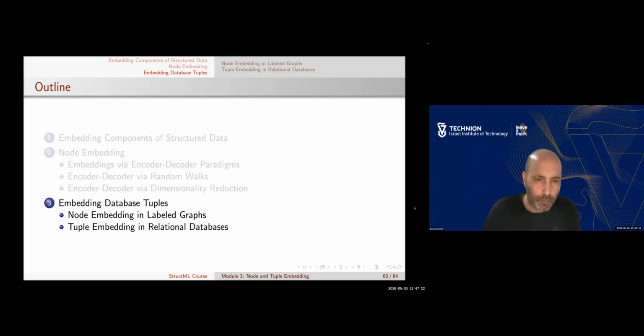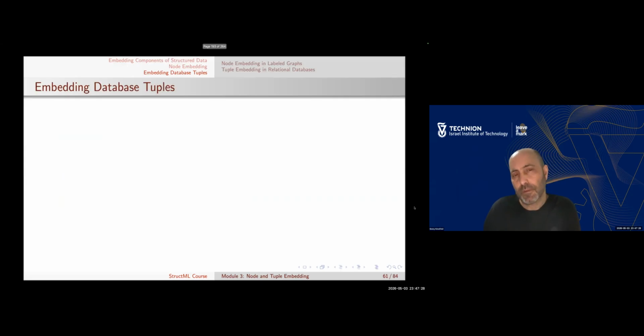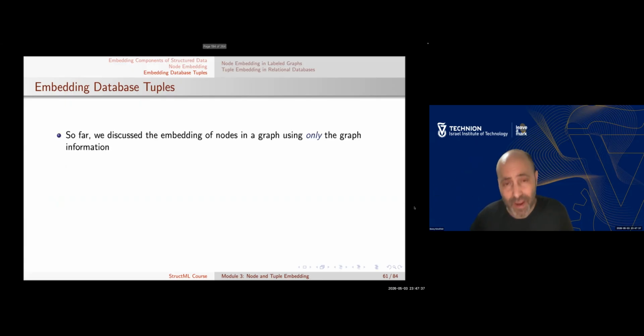So far, we talked about node embeddings. Now, what happens when you have database tuples? In principle, you can say, well, in the usual representation of a database as a graph, tuples or facts become the nodes. So we can simply use the node embeddings.